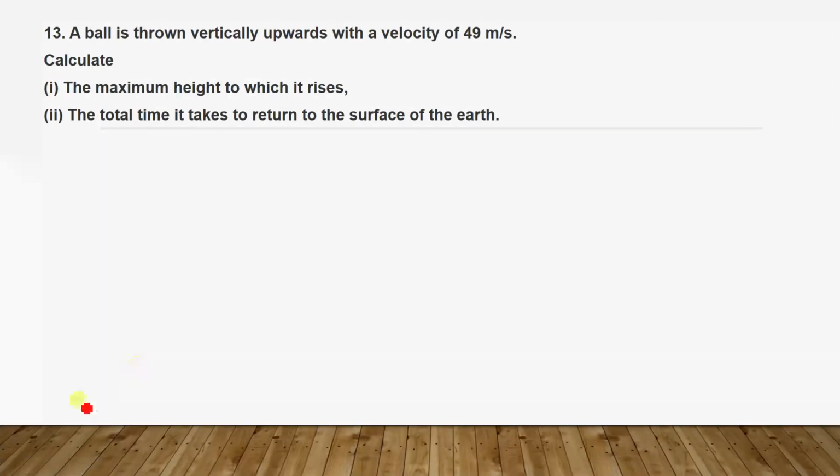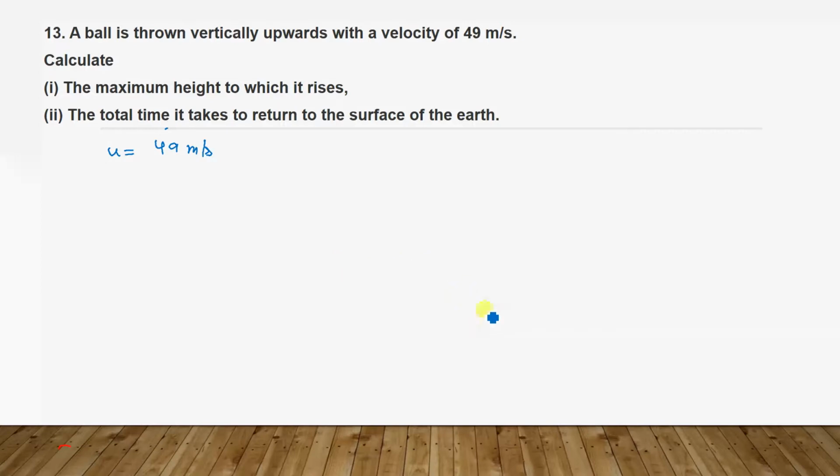The ball is thrown vertically upward with a velocity of 49 meter per second. Dear, here we are giving the ball a velocity of 49, starting से, we are taking it as 49 meter per second. Calculate the maximum height to which it rises and the time it takes to return to the surface of earth.